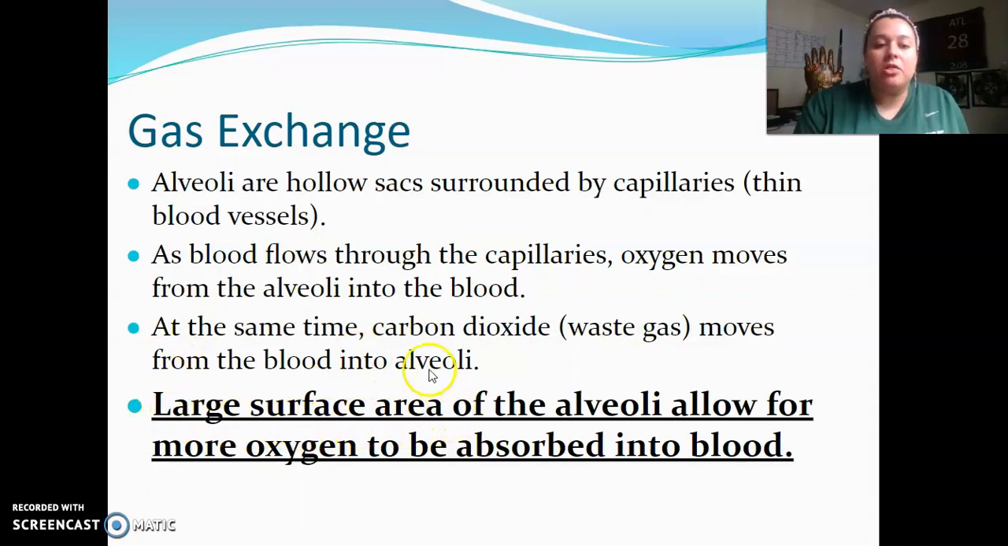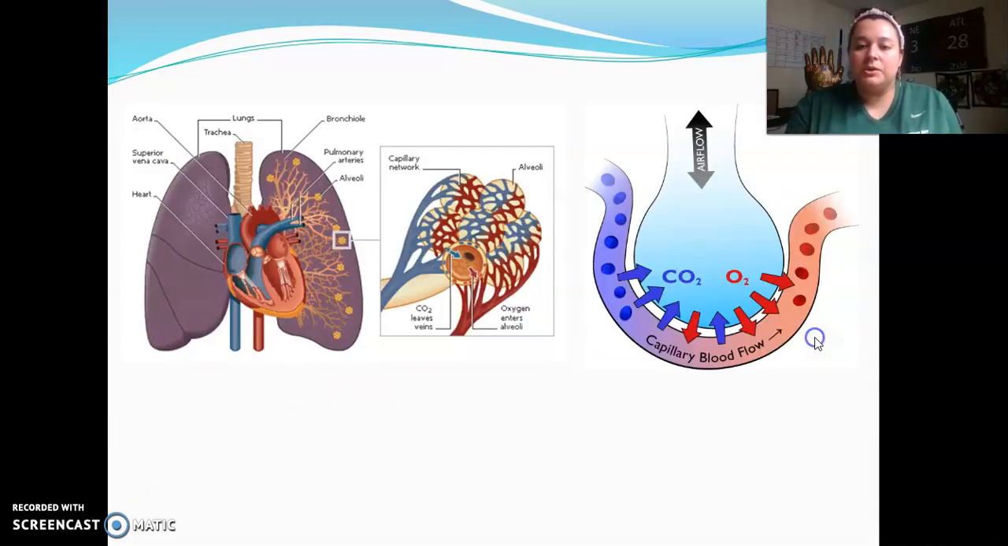Now we do have a lot of alveoli, which create a large surface area for gas exchange to occur. We have many of these alveoli, and their job is just to take in oxygen and get rid of carbon dioxide, so that we can make sure we're getting oxygen into our system. All right, here is just another little picture to show you. We have our lungs. They're filled with alveoli. Alveoli are covered by capillaries, and those capillaries take in oxygen and remove carbon dioxide.